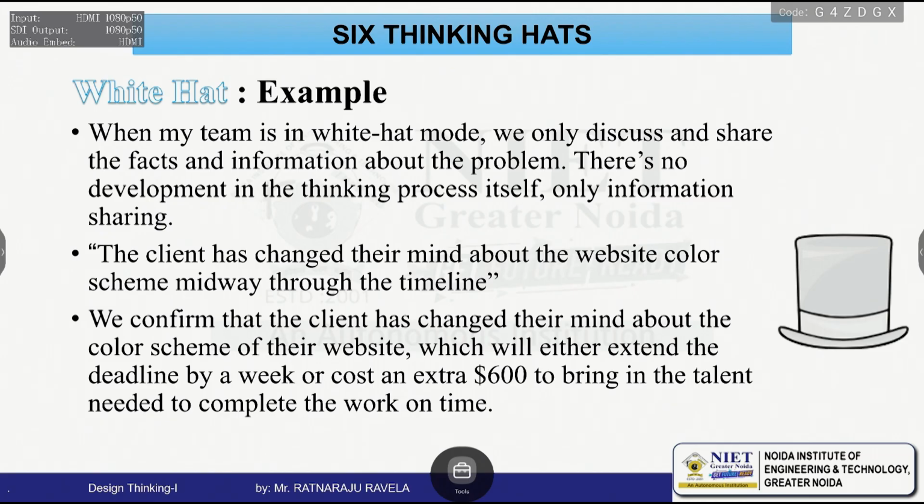So how we will share it here is, we confirm the client has changed their mind about the color scheme of their website, which will either extend the deadline by a week or cost an extra $600 to bring in the talent needed to complete the work on time. This is the only information we pass on to our team which is working on that particular application.